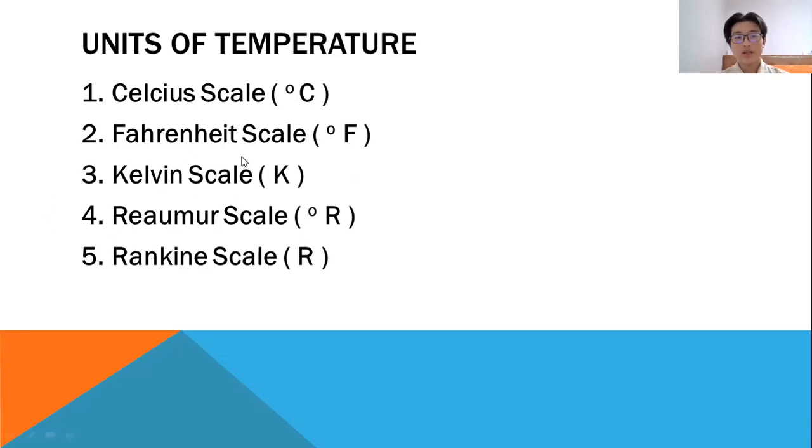The third one is the Kelvin scale. The Kelvin scale is the international measurement for temperature. The fourth is the Reaumur scale. The fifth is the Fahrenheit scale. Maybe some of you still don't know what the Fahrenheit scale is because in the previous lectures, we only studied 4 of these. That is why today we're going to learn in more detail about the units of temperature.